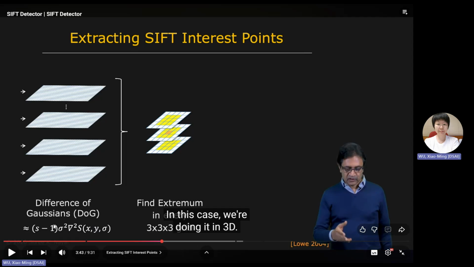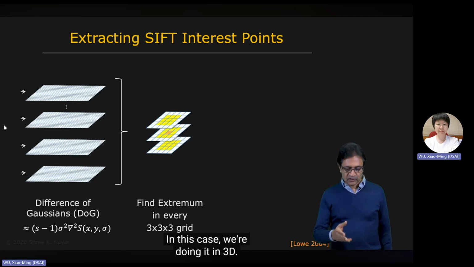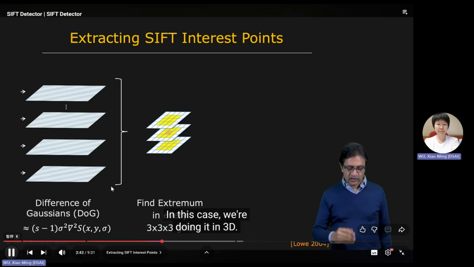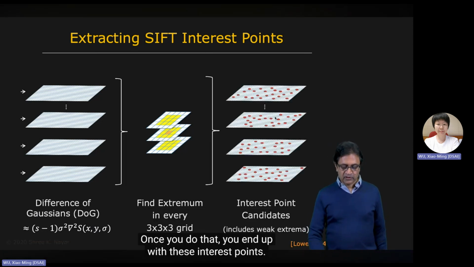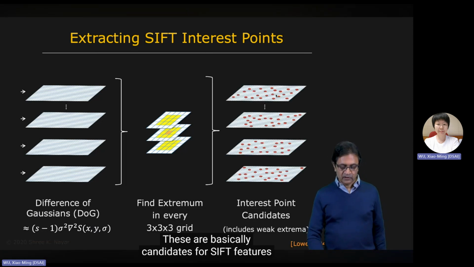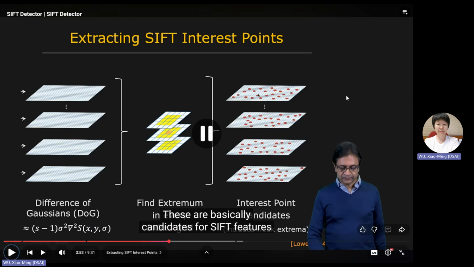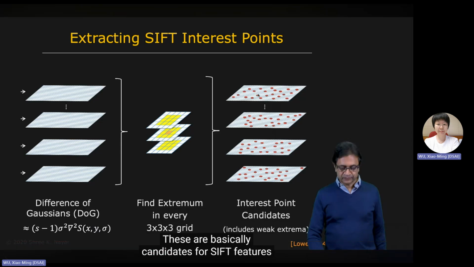by sliding this grid, this cube, across the pile of response maps. In this case, we're doing it in 3D. Once you do that, you end up with these interest points. These are basically your candidates for SIFT features. Now you see the red points. The red points indicate the interest points.